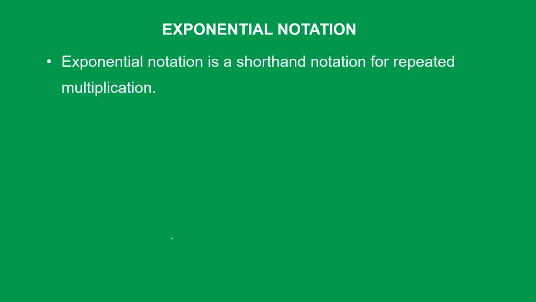Welcome back. Let's discuss exponential notation. Exponential notation is a shorthand notation for repeated multiplication. For example, if we say 3 times 3 times 3 times 3, this is equal to 3 to the power 4. 3 to the power 4 represents the repeated multiplication of 3.